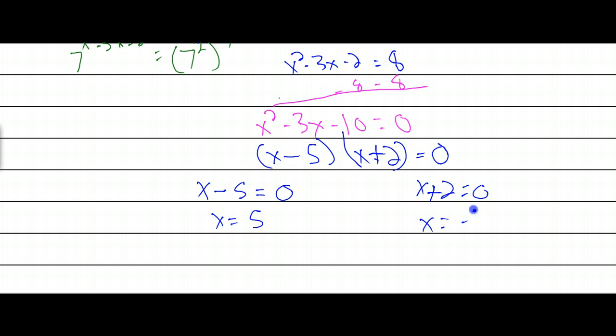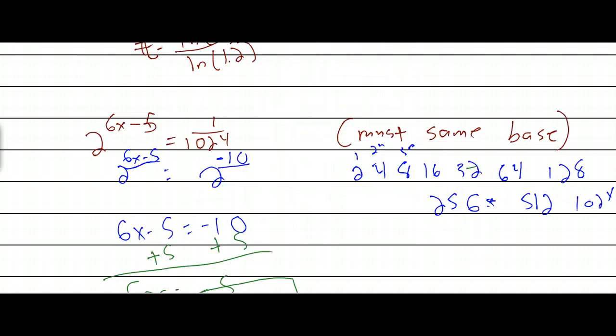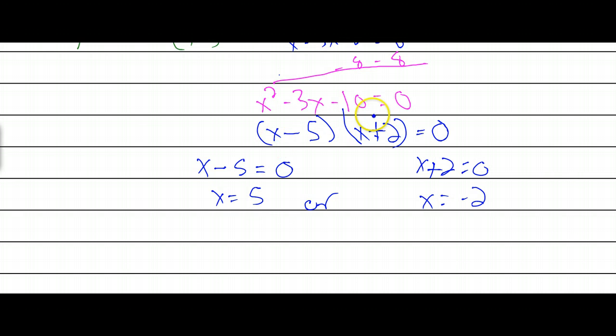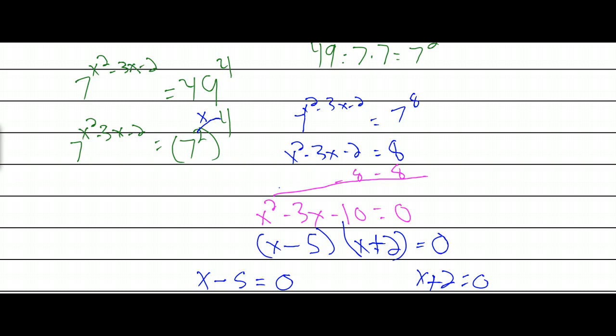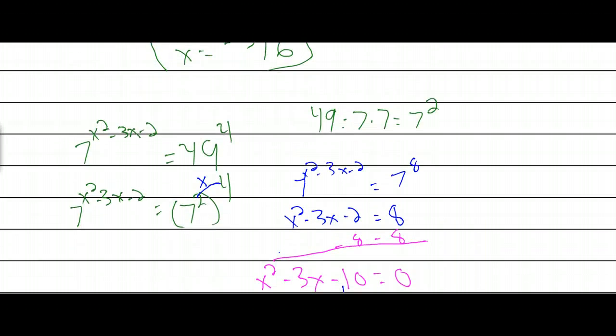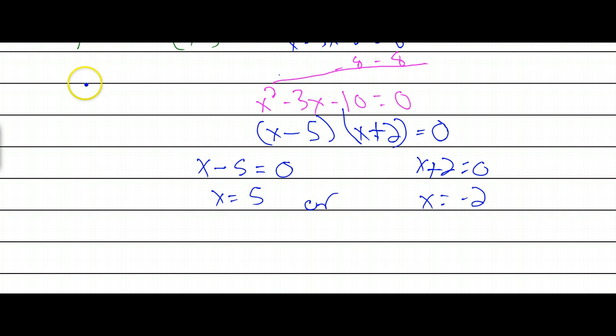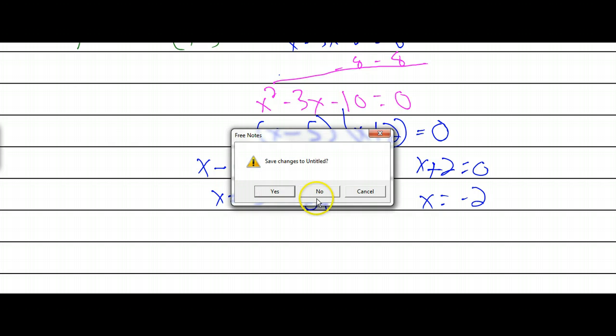And x is equal to negative 2. So either one of these is correct. x could be 5 or x can be negative 2. Okay? So again, the main thing is to get them to the same base. They must have the same base.